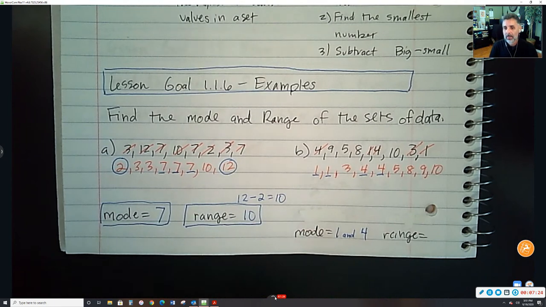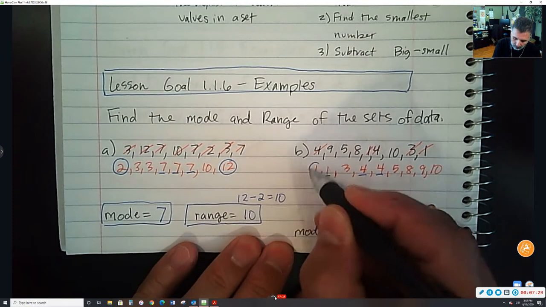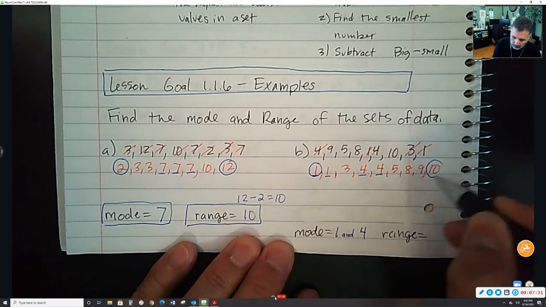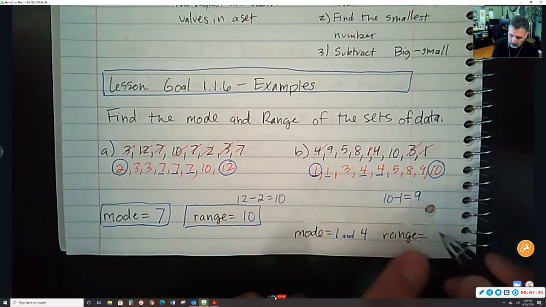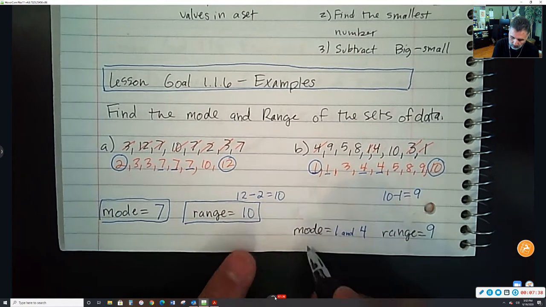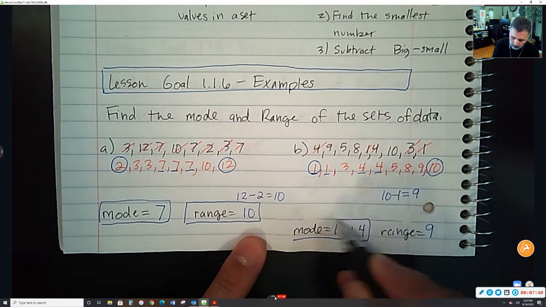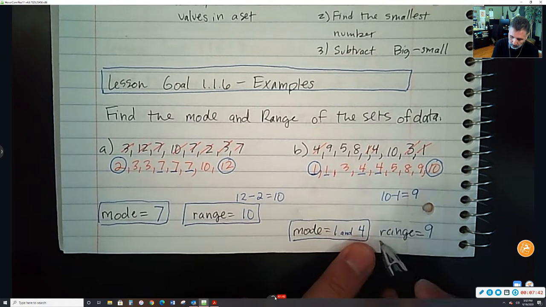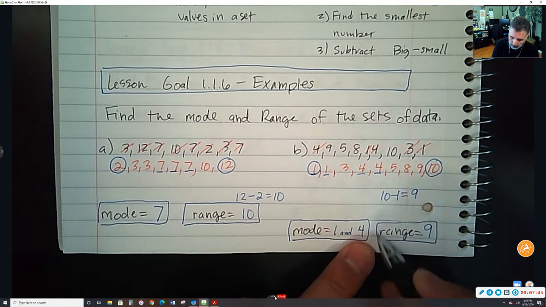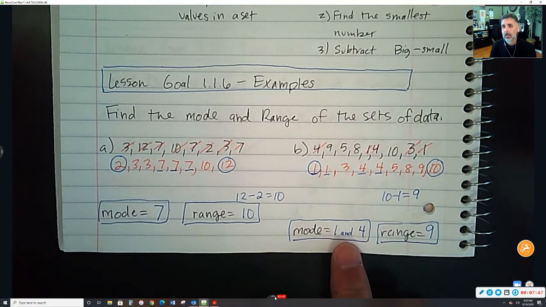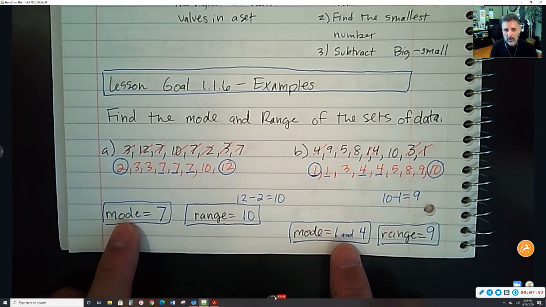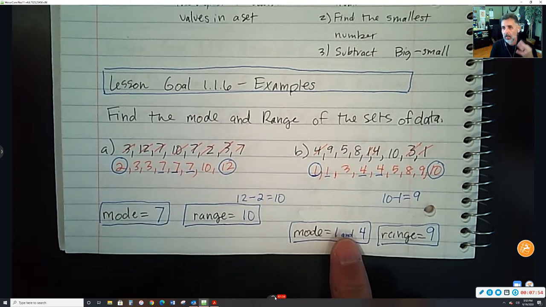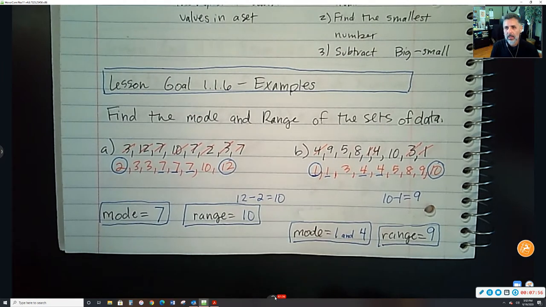Okay, and the range is pretty straightforward. Find your small number, find your big number, subtract them, and then that's the range. So we do have 2 numbers for the mode, and then the range is 9. Now there could be up to like 3 numbers sometimes for the mode, but it's either 1, 2 numbers, or up to 3 numbers. I've seen a data set with 3 modes.